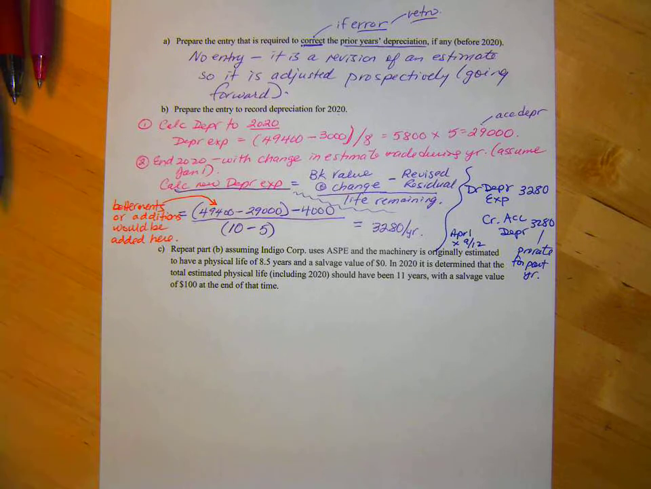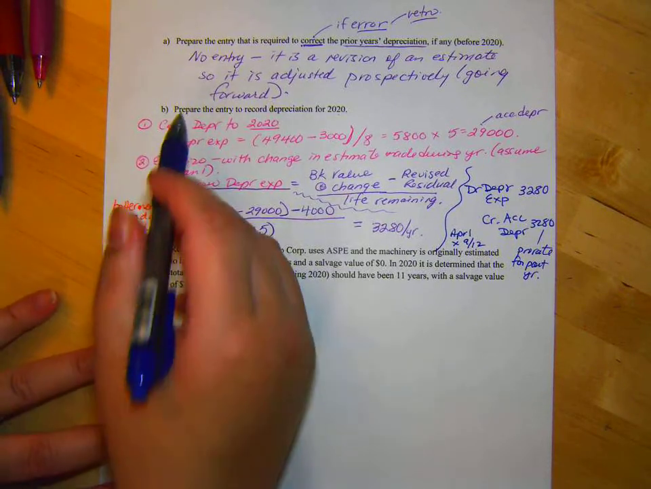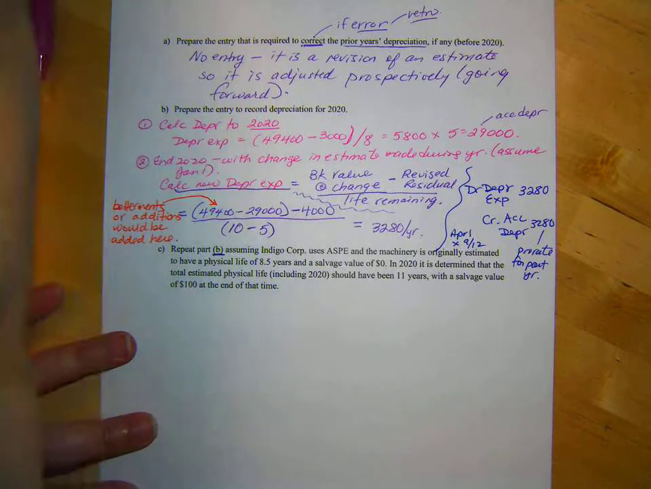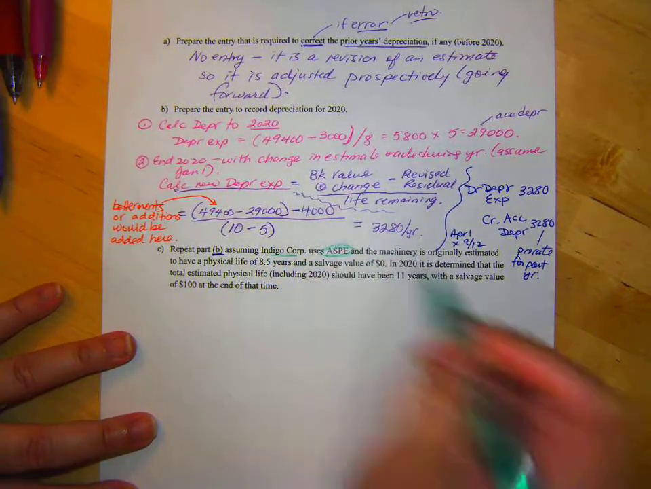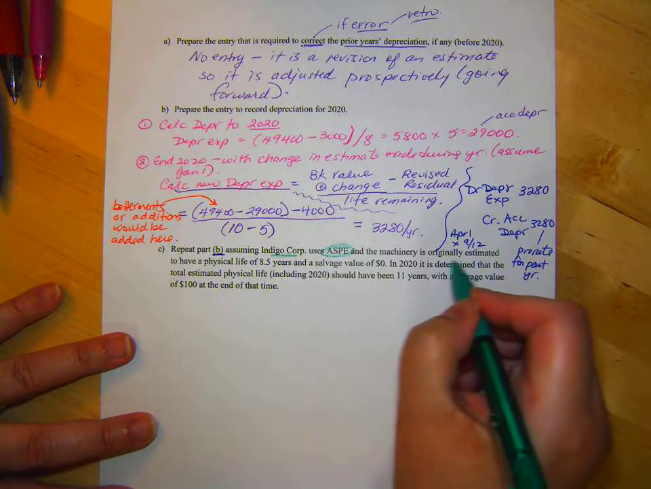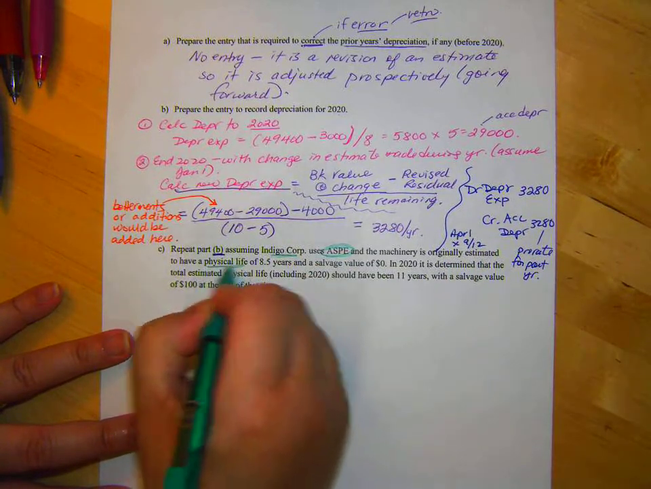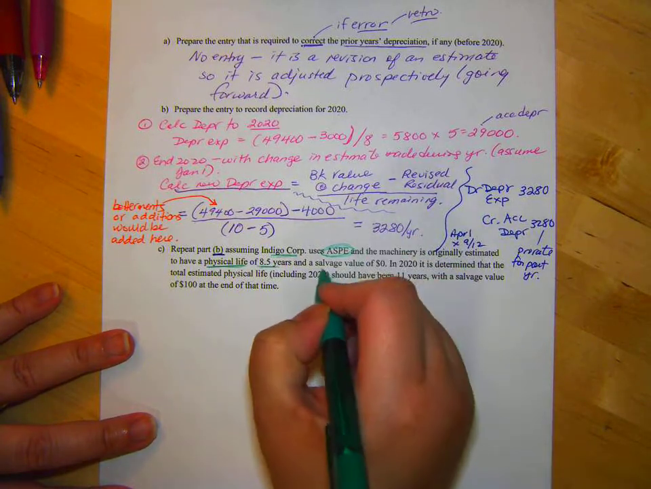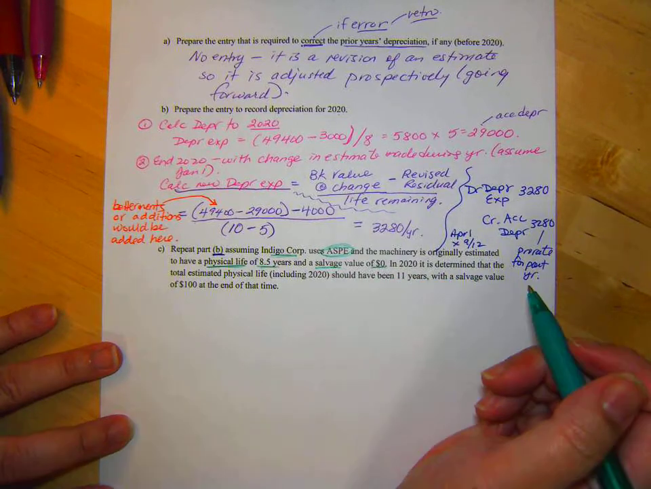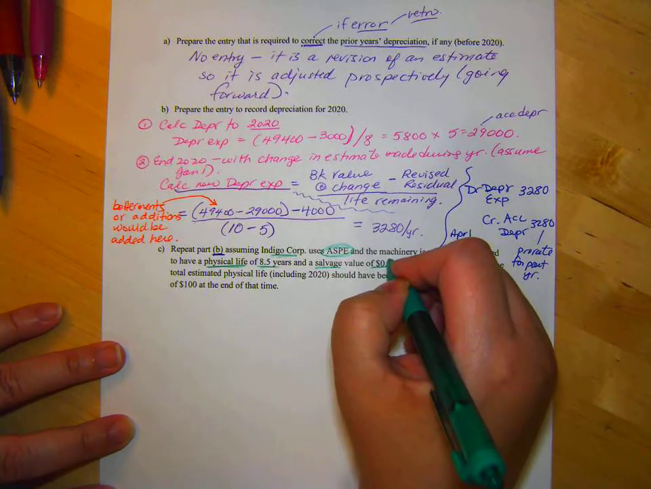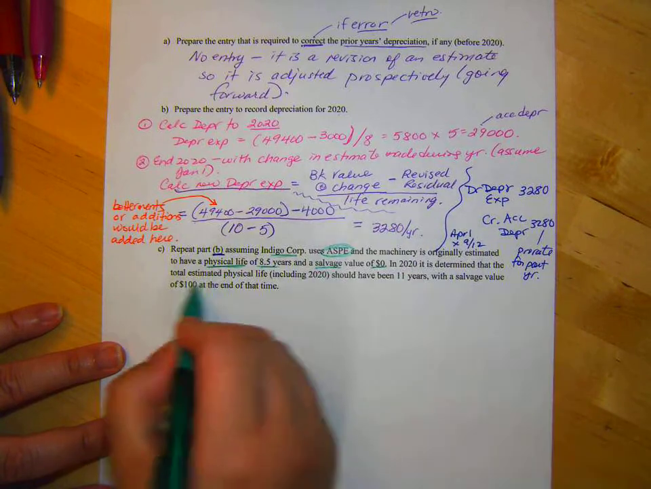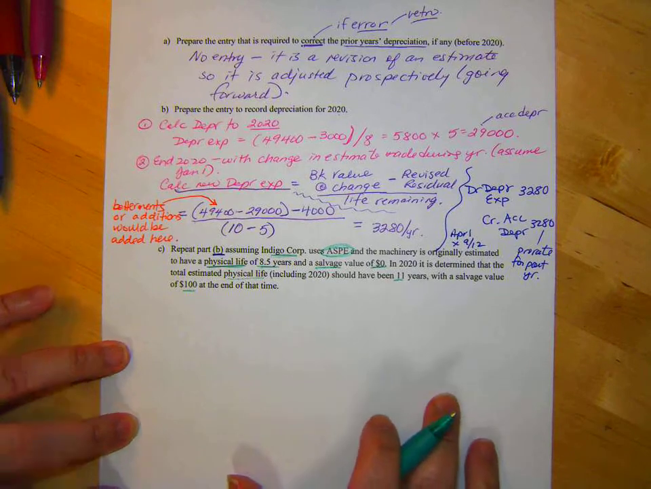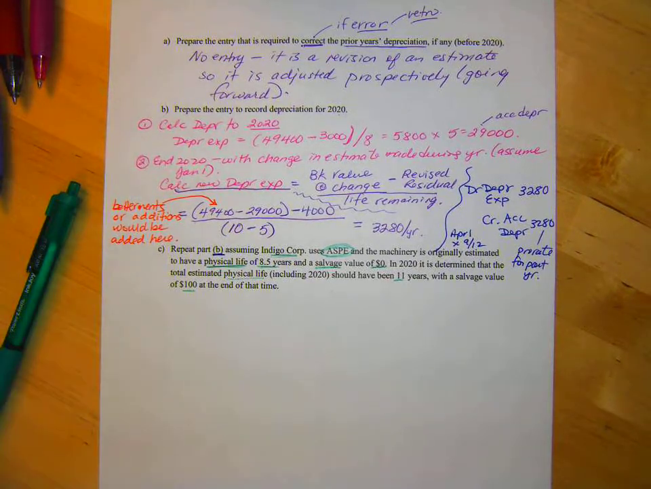Okay, now we're going to repeat part B, assuming that Indigo uses ASPE instead, and the machinery is originally estimated to have a physical life, so it's just going to die, at 8.5 years, and a salvage value of 0. Then in 2020, it's determined the estimated physical life should have been 11 years, salvage value of 100. Okay, so going back to page 2 again.